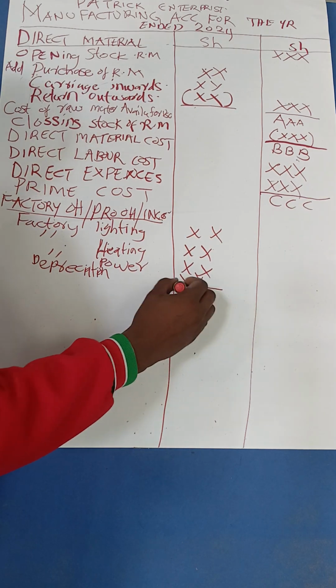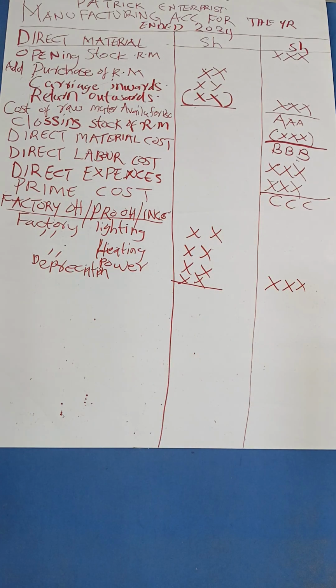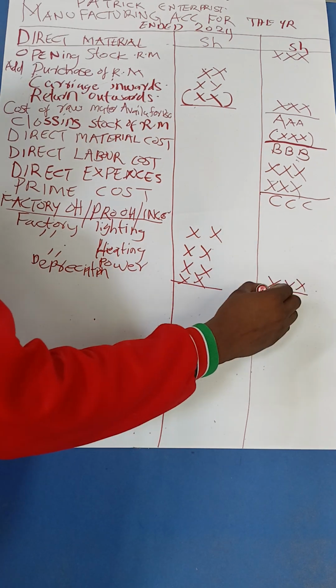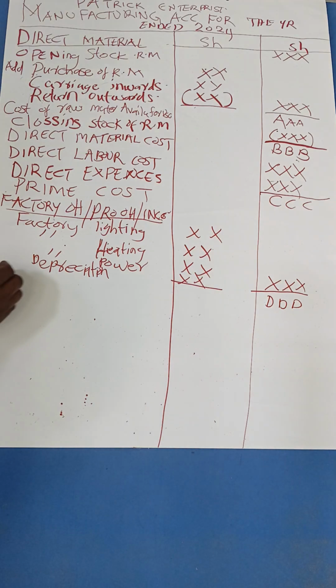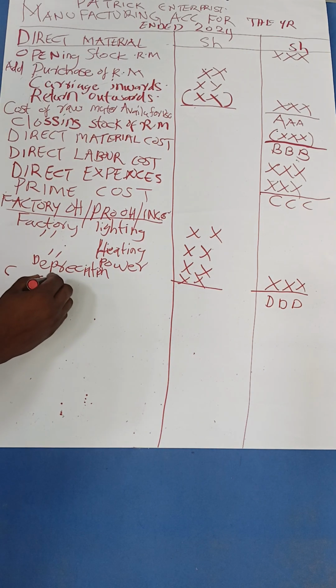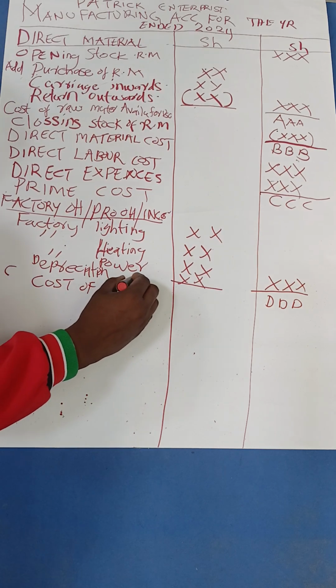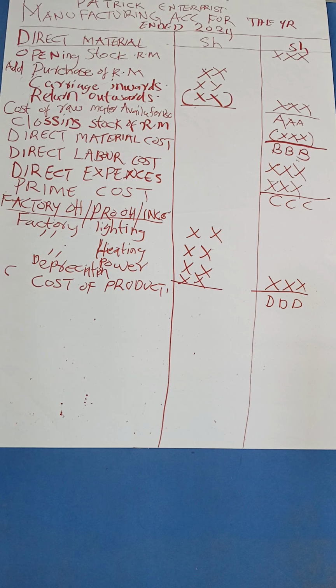Good. So after that, you will add it there. When we add there, we'll have something you can name DD. That is now called the cost of production. So DD is the cost of production.